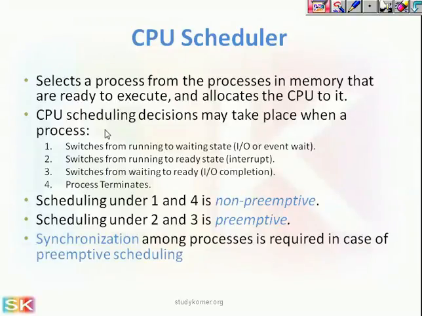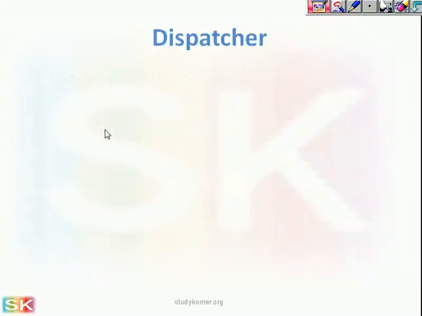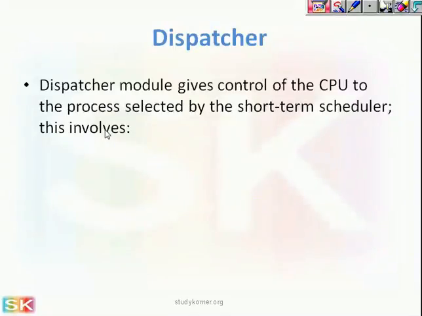Synchronization among processes is required in case of preemptive scheduling. So some kind of synchronization among processes is required if preemptive scheduling is implemented, right? Dispatcher module gives control of the CPU to the process selected by the short-term scheduler.